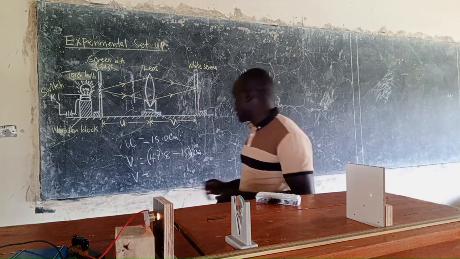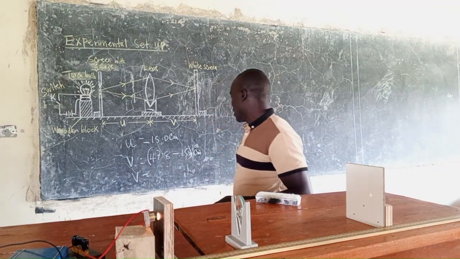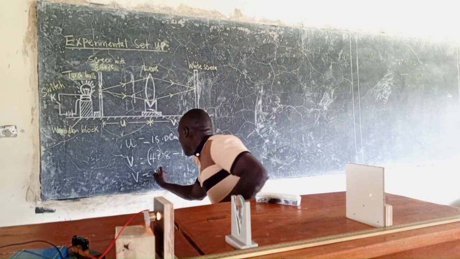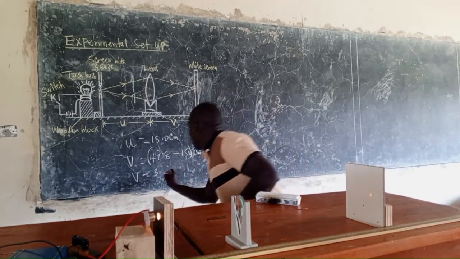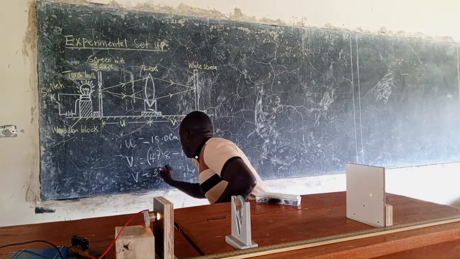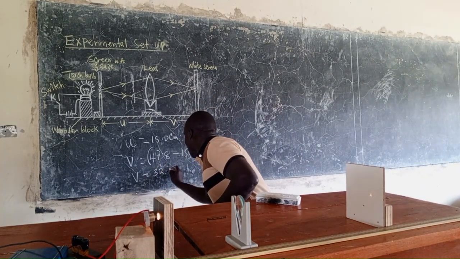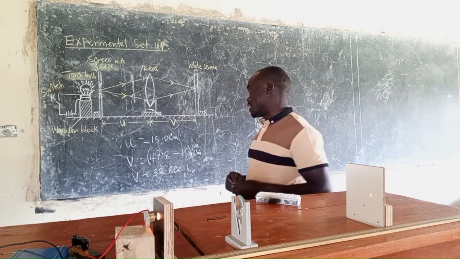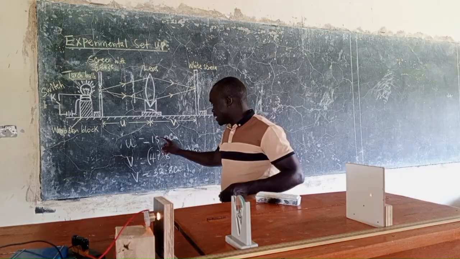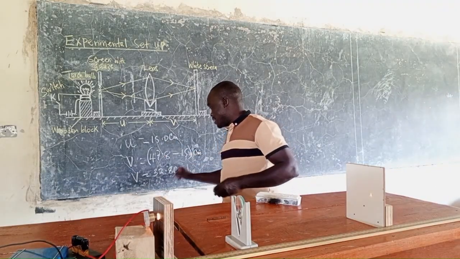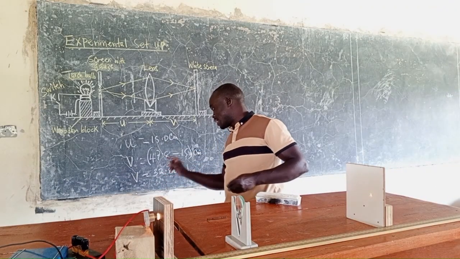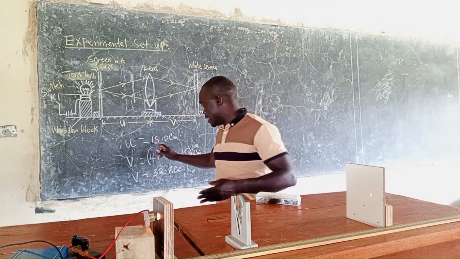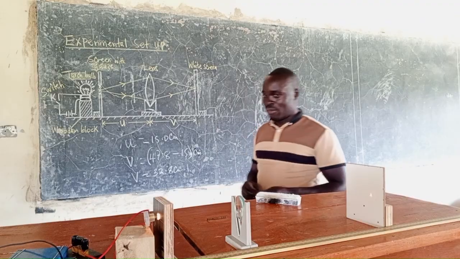So the distance V becomes 47.8 minus 15 centimeters. When we do that, we see that it is at a distance of 32.8 centimeters. So if the object is at 15 centimeters, the image is formed at a distance of 32.8 centimeters. Now I have already got the distance U and also the distance V.